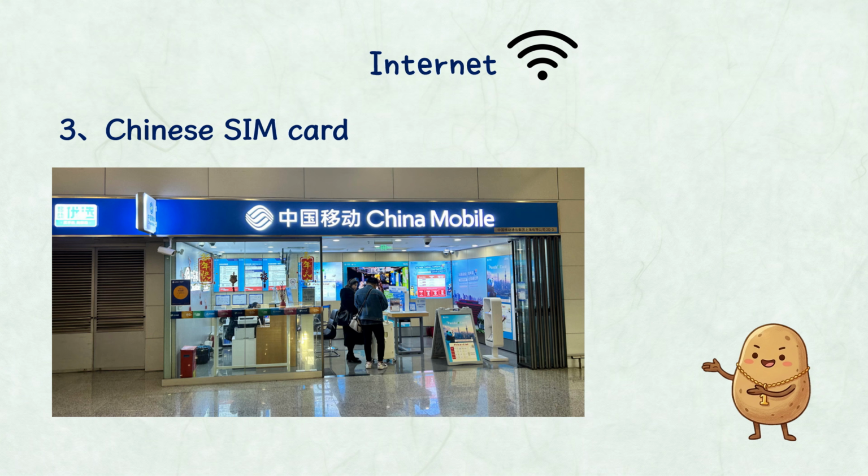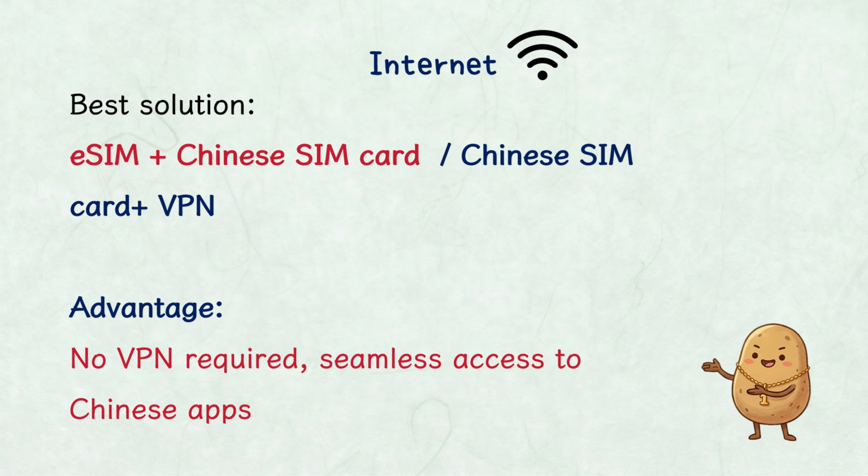A quick tip for Chinese SIM cards. Buy one at carrier counters in the baggage claim hall. Counters right after immigration charge much higher prices. My top recommended choice: eSIM plus Chinese SIM card. This lets you use foreign apps without VPN while accessing all Chinese apps smoothly. Alternative choice: Chinese SIM cards plus VPN. The only downside is you won't have internet before buying the SIM cards, and airport Wi-Fi is really slow. Just choose based on how long you plan to stay and which one is more affordable.